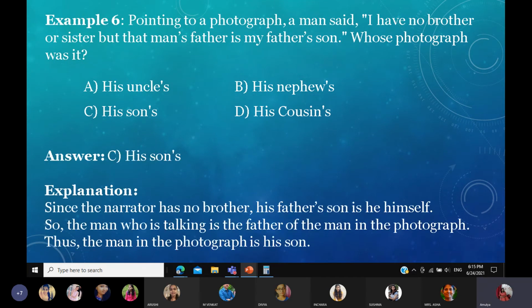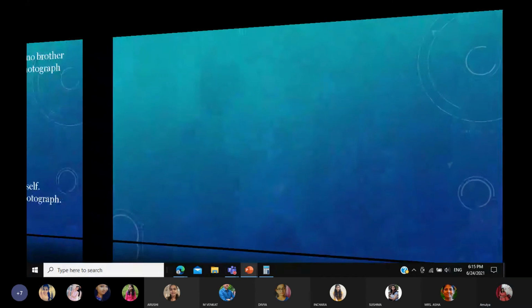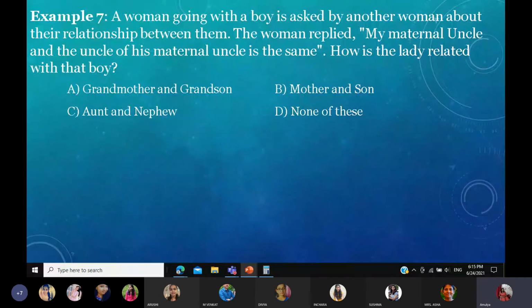Okay, the answer is his son. Since the narrator has no brother, his father's son is himself. So he's talking about himself only. The man who is talking is the father of the man in the photograph. The man in the photograph is his son. Here, I'm talking about my father only. Next one.